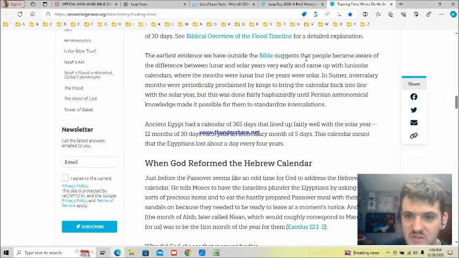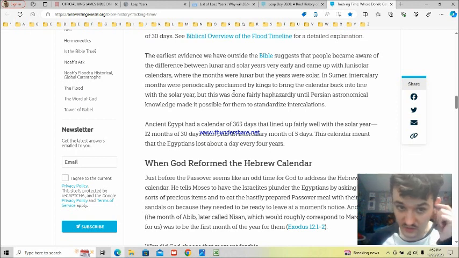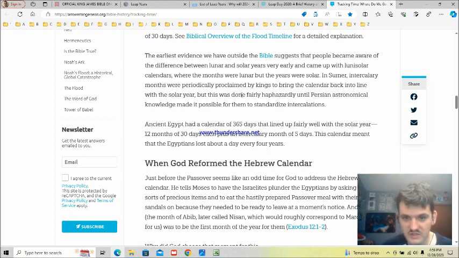The evidence we have outside the Bible suggests that people became aware of the difference between lunar and solar years early, and they came up with lunar-solar calendars. The months of the lunar years were shorter than solar ones. In Sumer, the priests and kings periodically added months to bring the calendar back in line with the solar year.